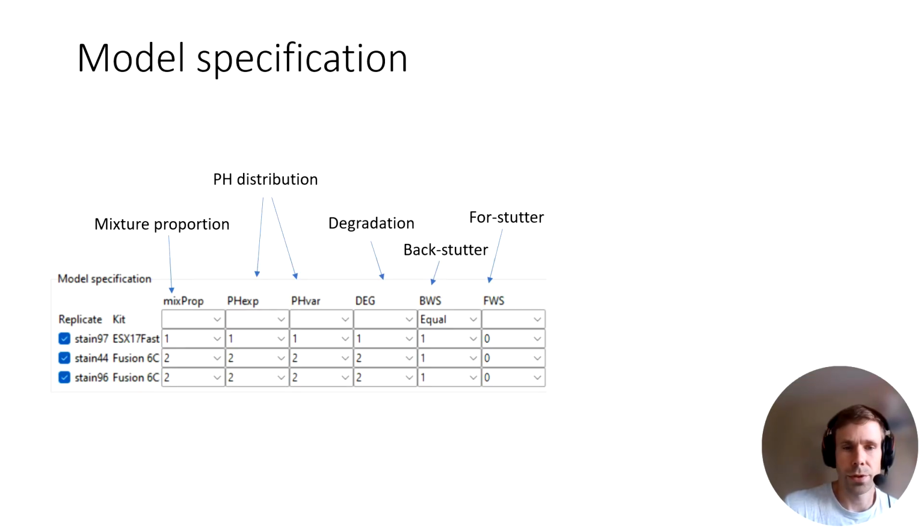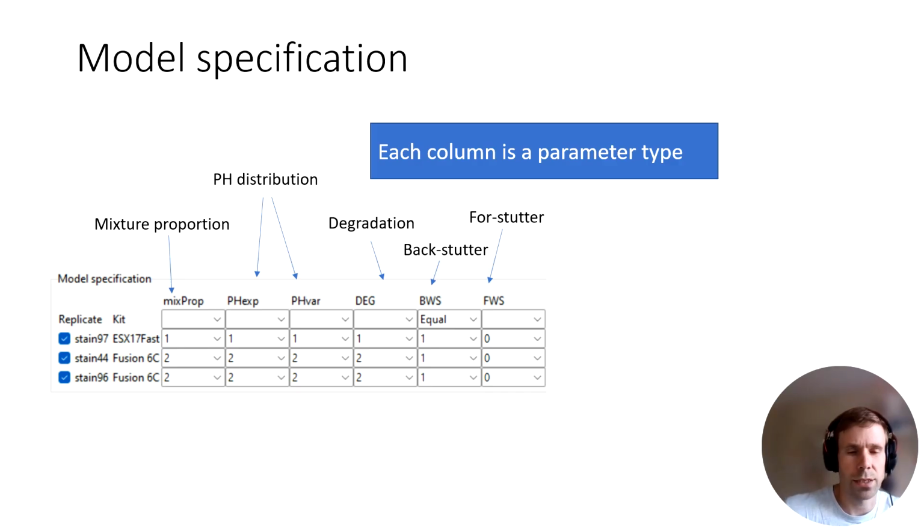Okay, we go now to the most difficult part of the program, which is how to specify the model. In this panel here, each column represents a parameter type. The first column is mixture proportion, the second and third are peak height expectation and peak height variability. If you remember EFMrep, these are parameters part of the EFMrep. Also in EFMrep you need to decide if degradation should be turned on or off, and also if back stutter or forward stutter should be used.